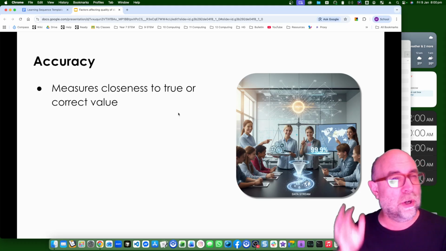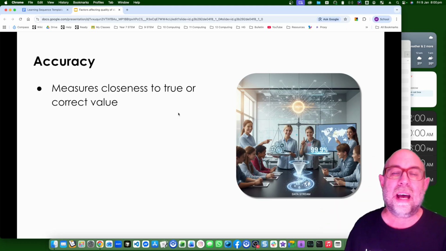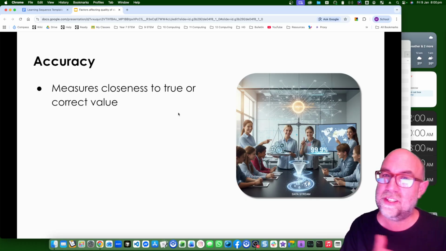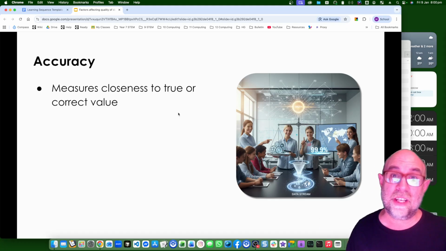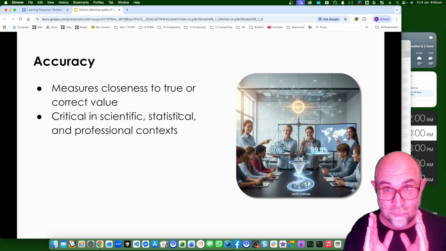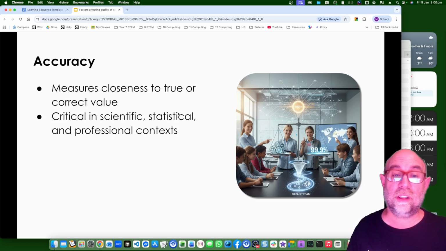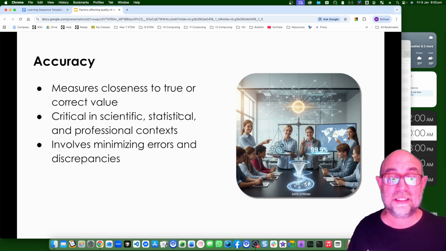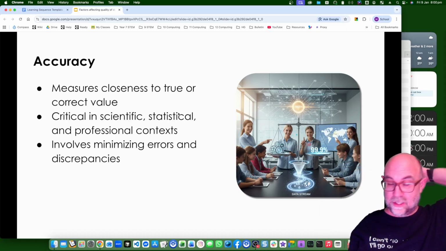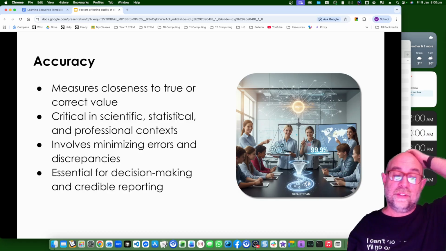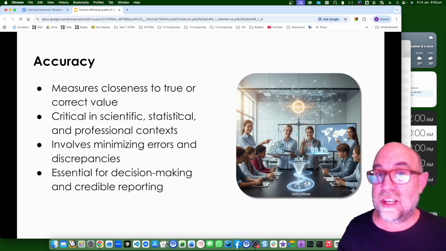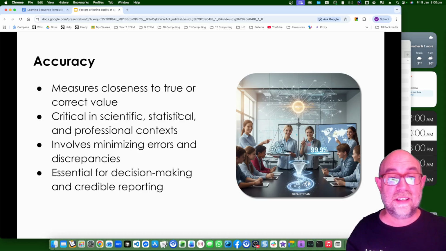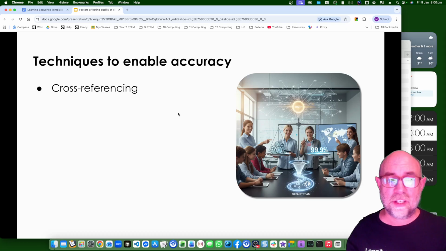And so that doesn't mostly matter most of the time, but computers are binary, which means there's ones and there's zeros, but we are rounding information. There is error that creeps into data collection. So accuracy is one of the things we're going for. How close is it to being specifically true? It's critical in scientific, statistical and professional contexts, and it involves minimizing errors and discrepancies. It's essential for decision making and credible reporting if our information is inaccurate. And sometimes it's not just inaccurate by a tiny fraction of a percent, sometimes it's really wildly inaccurate. So we need to be aware of this.